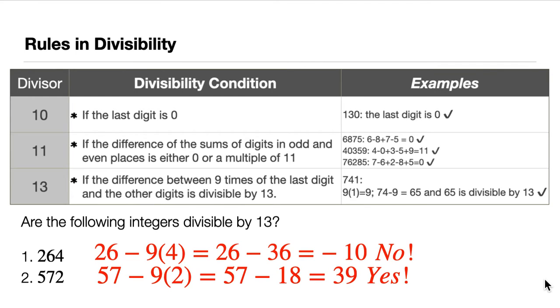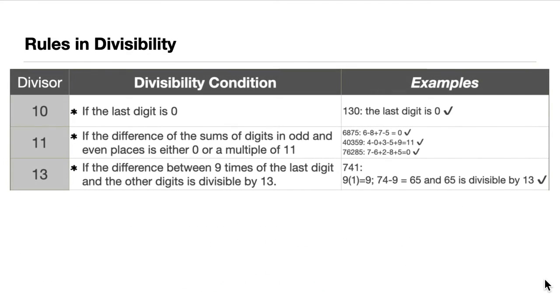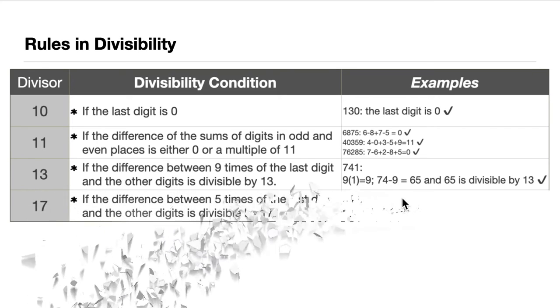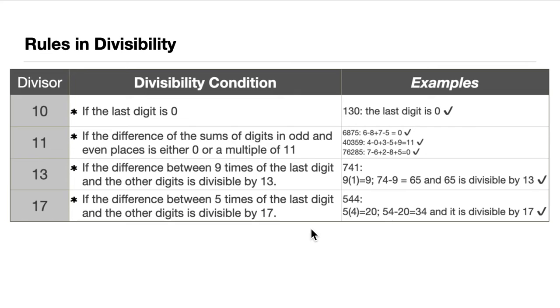Now, how about the last one? The last one we'll talk about is, again, fairly similar to the way we determine if one number is divisible by 13 or 7. What we have here is the divisibility by 17. Only the multiple is changed. Instead of 9 in the 13, instead of 2 in the 7, we use 5 for the 17.